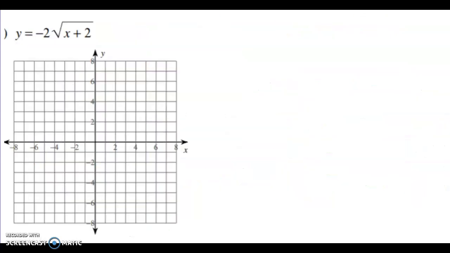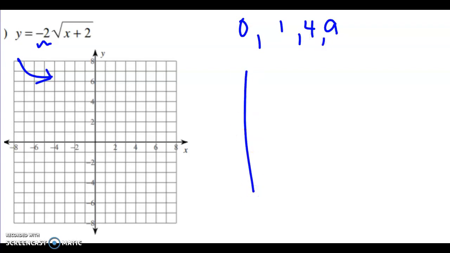All right. What's different about this is there's a negative 2 out front. When it's a negative, it means it's going to go down, and it also means that my range is going to change a little bit. So again, the numbers I want to plug in are 0, 1, 4, and 9. Okay, so let's plug in, how do I get underneath here equal to 0? Well, if I plug in a negative 2, that would very well get that equal to 0, and that's going to give me my vertex.